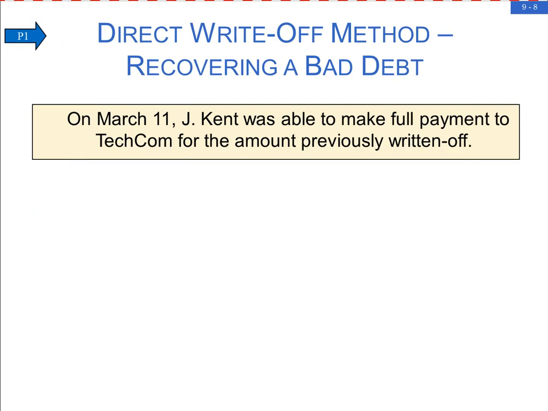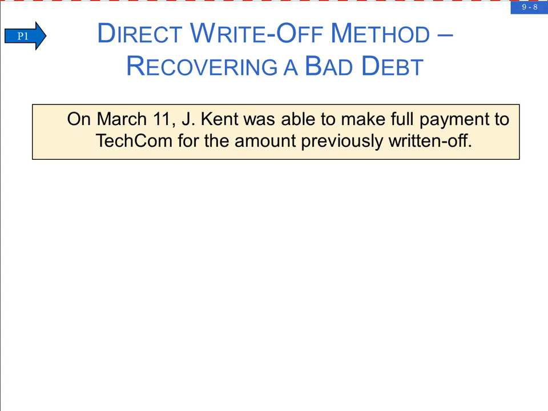Now, let's talk about recovering a bad debt. What that means is every once in a while when we write off a bad debt, our customer will actually come through and pay even though we believe they were not going to. So we need to reverse what we just did, right? Previously, we credited Mr. Kent's accounts receivable by $520 because we believed he wasn't going to pay us, and we recognize a bad debt expense with a debit of $520 as well. Now let's assume that Mr. Kent actually sends us a check for $520 that we thought we weren't going to collect.